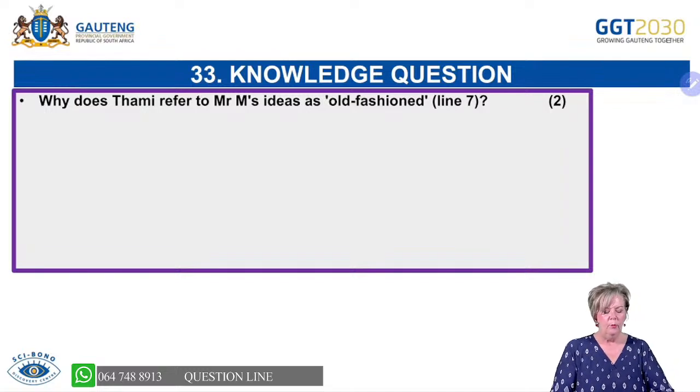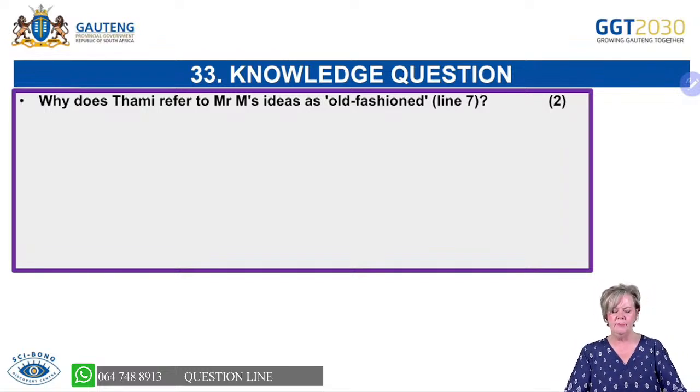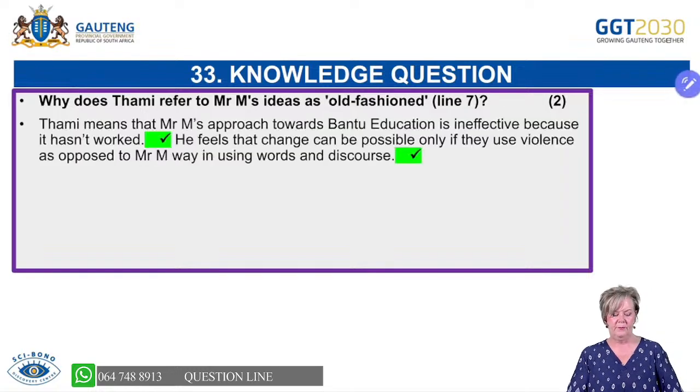Knowledge question: why does Tommy refer to Mr. M's ideas as old-fashioned? 2 marks. Tommy means that Mr. M's approach towards Bantu education is ineffective because it hasn't worked. He feels that change can be possible only if they use violence, as opposed to Mr. M's way of using words and discourse, in other words, conversation.